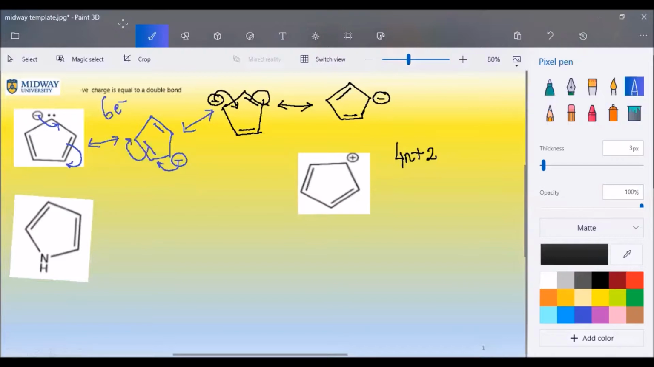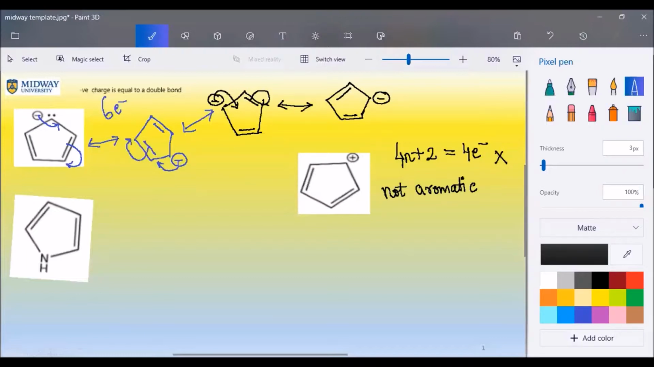That means we only have a total of 4 electrons, and there is no way you could get 4 out of 4n plus 2. So this is not aromatic, right? So there's no need to draw resonance structures.